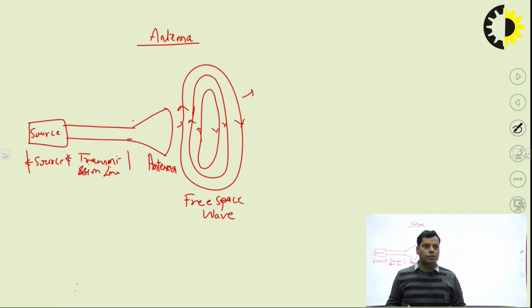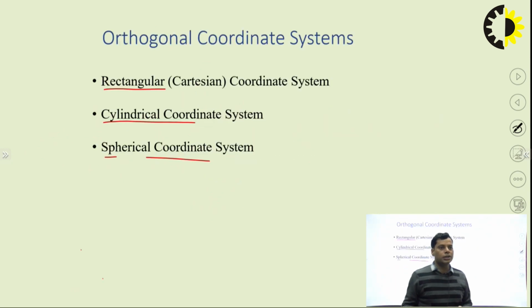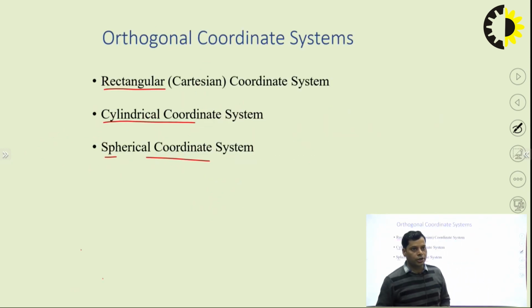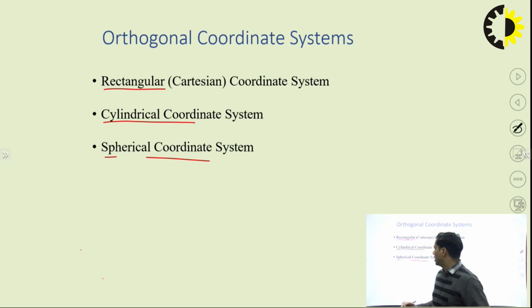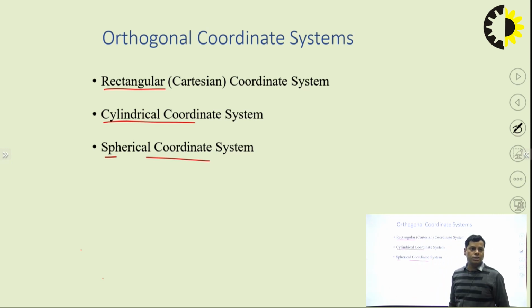To understand these patterns properly, made up of lines or curves whose combination generates the pattern, we study the coordinate system. Three coordinate systems have been defined here: the rectangular coordinate system, the cylindrical coordinate system, and the spherical coordinate system.